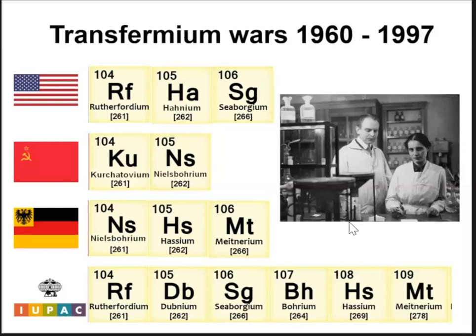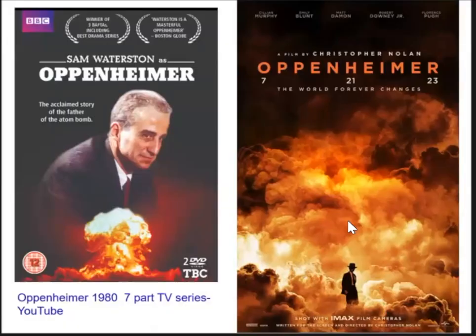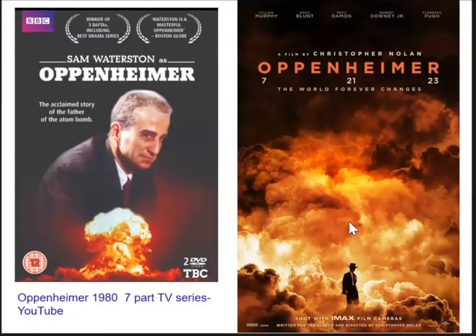And of course, here's Otto Hahn and Lise Meitner, and what did they do? They discovered in 1938 that uranium was able to undergo fission, and of course, lose a small amount of mass as energy, and ultimately, that would lead to the development of the atomic bomb.